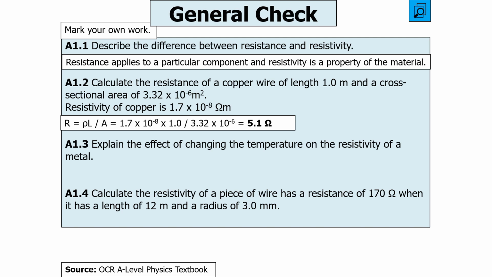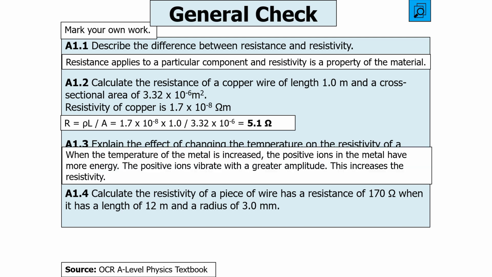The next one, we know that temperature affects resistivity. So when the temperature of the metal increases, the positive ions of the metal have more energy. This makes the positive ions themselves vibrate with a greater amplitude, which will increase the number of collisions between the charge carriers and the ions every second, so therefore it increases the resistivity.